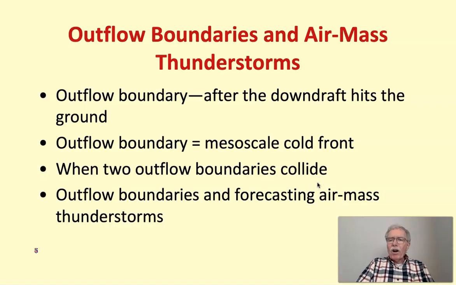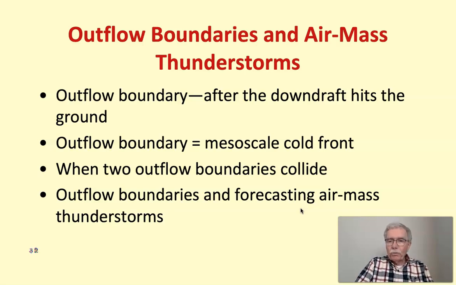Well, what are outflow boundaries? Well, we said that outflow boundaries are gust fronts that happen when the downdraft reaches the ground, can't go anywhere else but out. And so as the downdraft reaches the ground, it goes out and becomes what I like to call a mesoscale cold front. It's colder air than the surroundings.